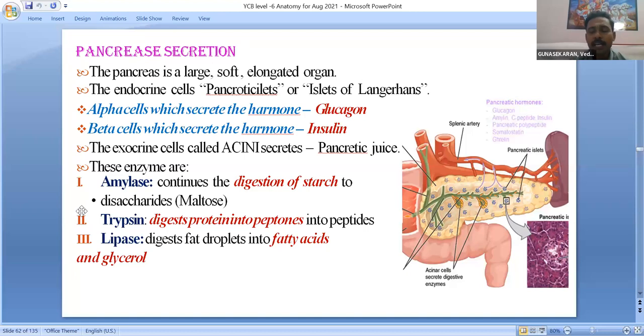Why do endocrine glands not have a duct? Because hormones are in a very, very minimum amount. In any hormone test, you may see the values in micrograms or nanograms. There is a very, very small micro amount of hormone secreted by the endocrine glands. That small amount of hormone directly enters the blood.